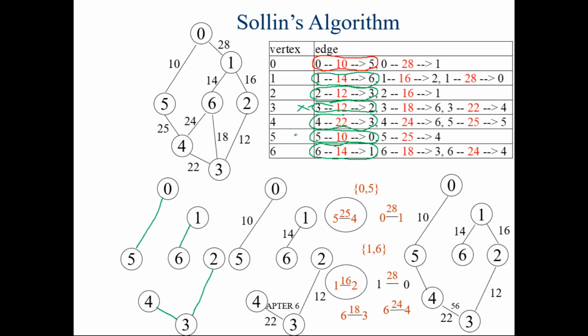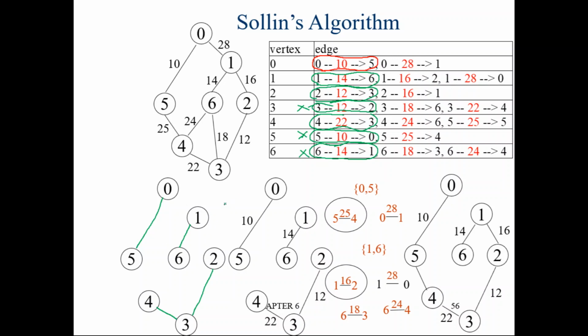Then from vertex 5, what is the minimum cost edge? 5 to 0 with a cost of 10. That is already added. 0 to 5 is nothing but 5 to 0, so we can ignore this. Similarly, from vertex 6, there is an edge from 6 to 1 with a cost of 14. That is also already added. 1 to 6 is nothing but 6 to 1, so we will ignore this also.